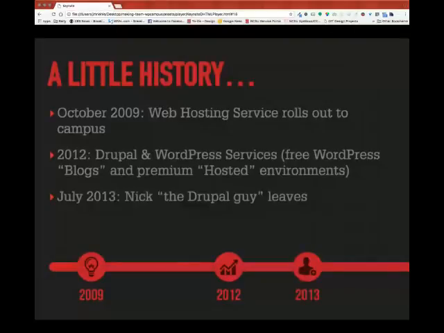Now, about a year later, there were just 2 of us in the office. I did WordPress stuff and Nick did Drupal stuff. And in July of 2013, about a year in, Nick left. And so here we are. It's just me doing the WordPress stuff and the Drupal stuff.